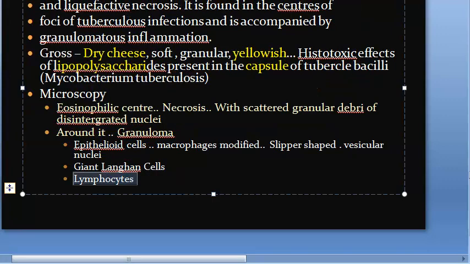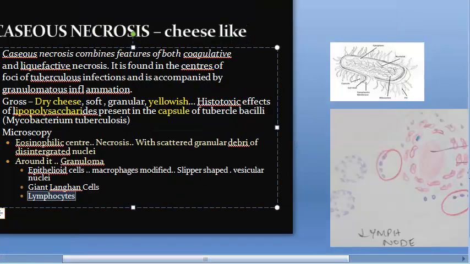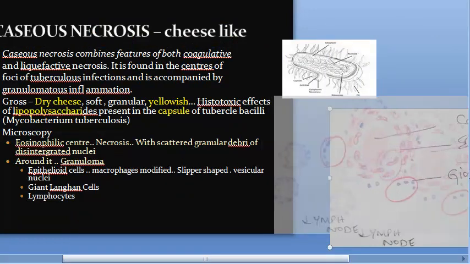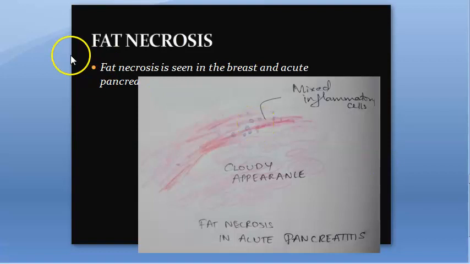Now we are moving on. We are done with caseous necrosis, cheese-like necrosis. Okay. So draw this diagram. This is the lymph node in tuberculosis. Okay. Now moving on to fat necrosis, guys.